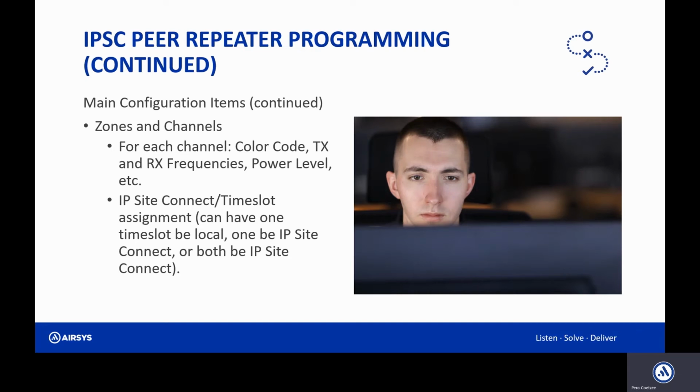And continuing with the peer repeater programming, you'll also configure the zones and channels. And for each channel, the color code, the TX and RX frequencies, the power level, etc., IP site connect time slot. And you can set either both or one of the time slots to be a wide area channel. So if you want to use both slots in the repeater as wide area slots, then you can select both. Or if you want to use one of the slots as a wide area slot and one as a local area, you can do that as well.